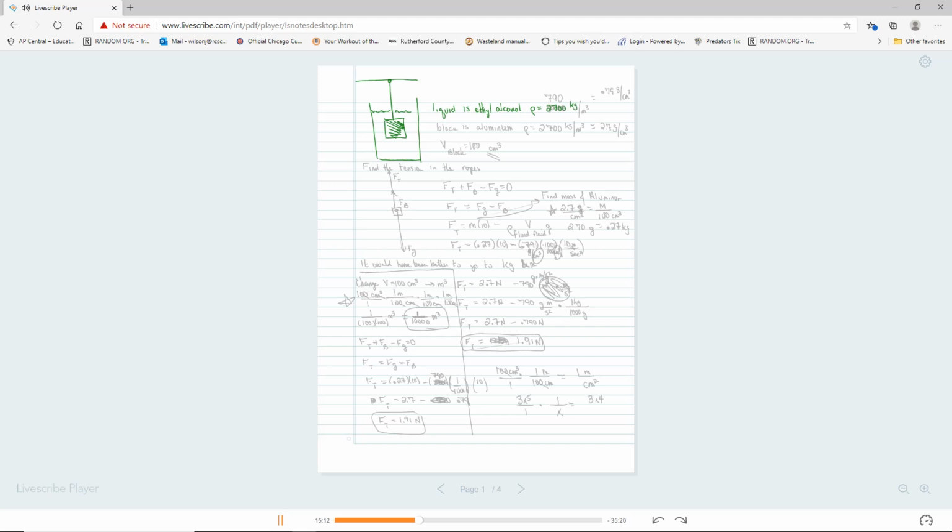I have to look it up. Is it 2,700? Okay, yeah, I just missed that. Ethyl alcohol is 2,700 kilograms per cubic meter. Is that what it has for the units? And we have aluminum. So here's the block, the block is aluminum, which has a density of, I don't know. No, wait, the density of the aluminum is the 2,700.